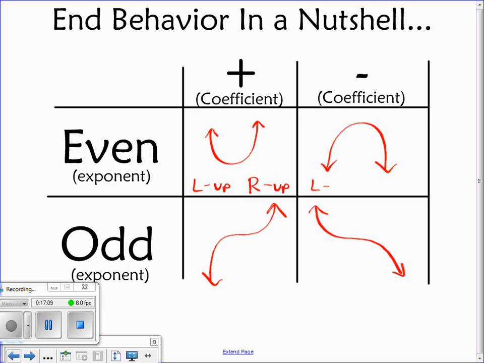Here, the left is going down, and the right is going down. Over here, the left is going down, and the right is up. And here, the left is up, and the right is going down. All right, now the whole reason some people try to memorize left up, left down, all the left, right, up, down, that's confusing. For me, it's easier to remember what the picture looks like, and then I can tell you what the left and right are doing based on my picture. That's just easier for me.